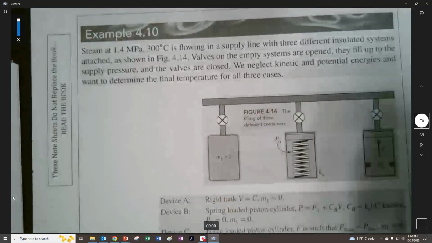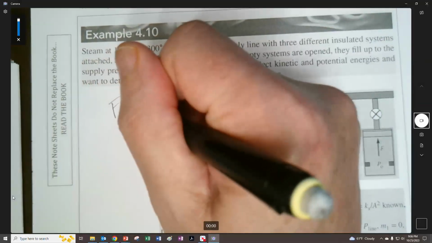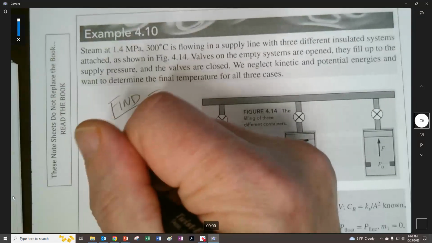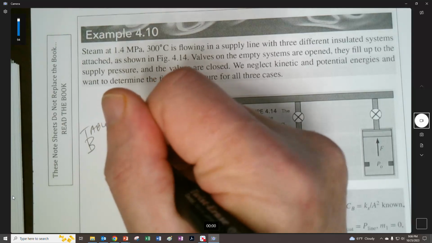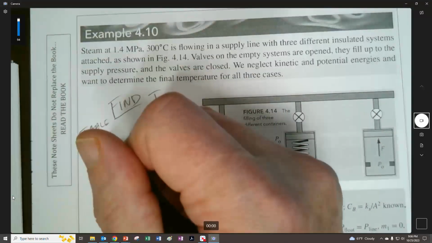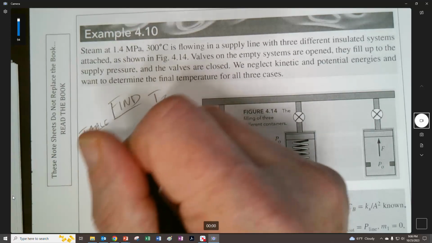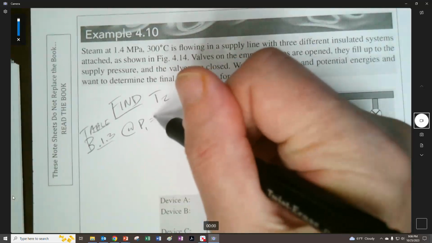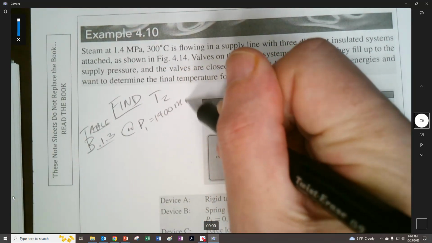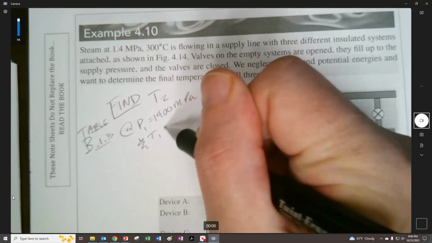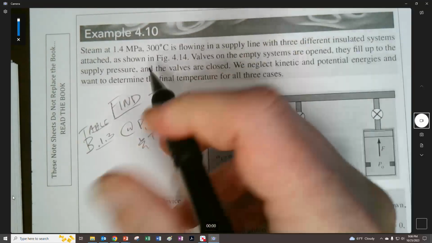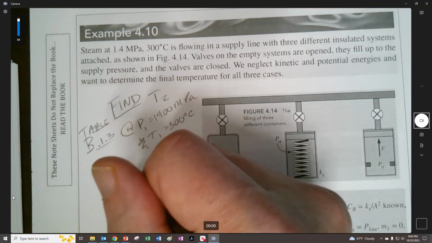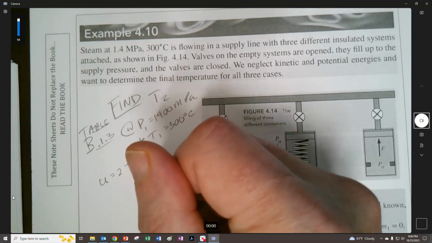So we're basically just looking for, as I wrote on my paper, find T2. Right, so if we're going to take a little trip to Table B.1.3 because this is superheated right here. And we go at that pressure P1 of 1.4 megapascals and T1 of 300 degrees Celsius. We're going to find, I guess I decided to write them all down. I don't know if I need all of them, but I got all of them, right?